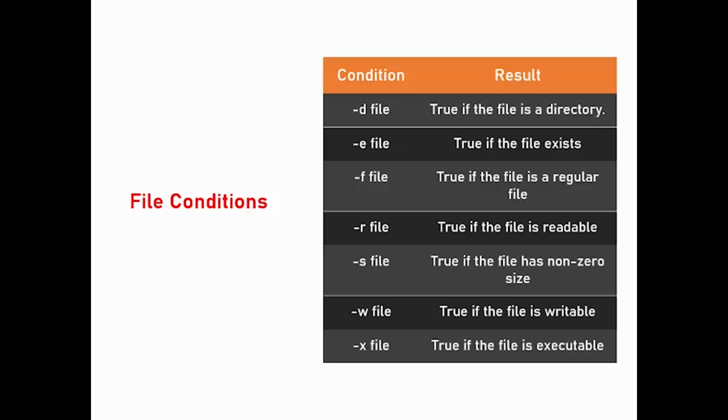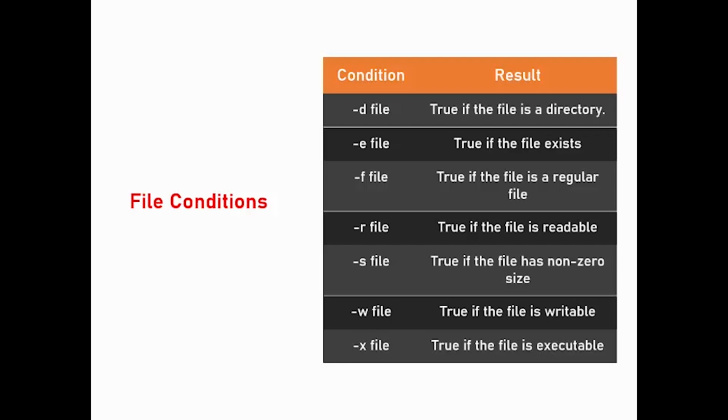-e if the file exists, -f if the file is a regular file, -r if the file is readable, meaning there is read permission on the file, -w to check if there is write permission on the file, -s if the file size is non-zero, -x if the file has execute permissions.